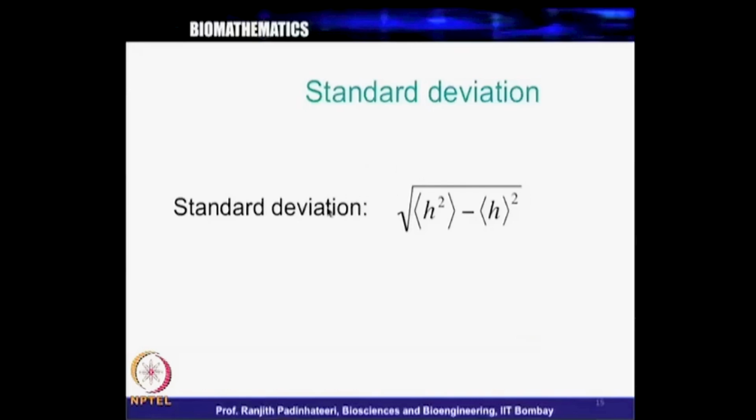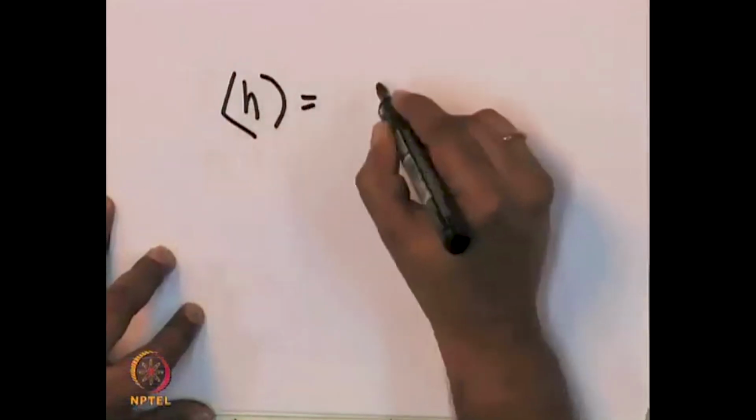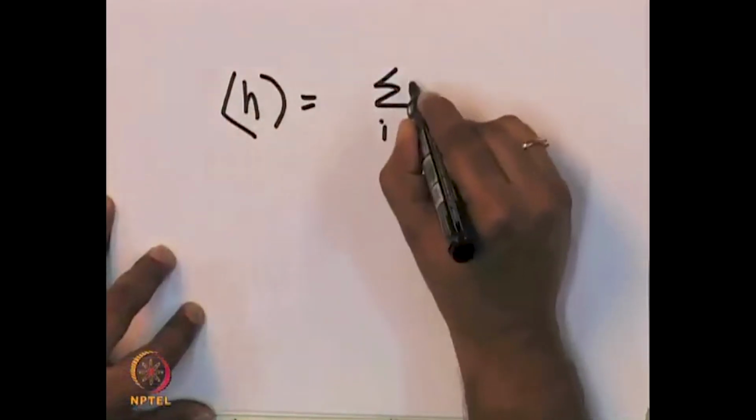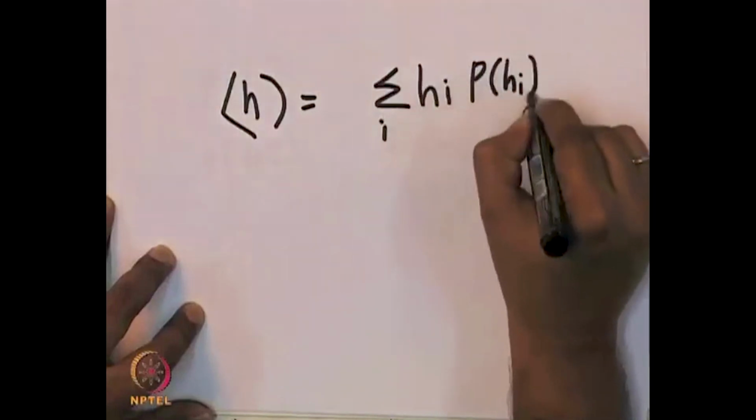So, now we had this h square average and h average square defined in this particular way. So, we had defined h average as sum over i of h_i p of h_i.